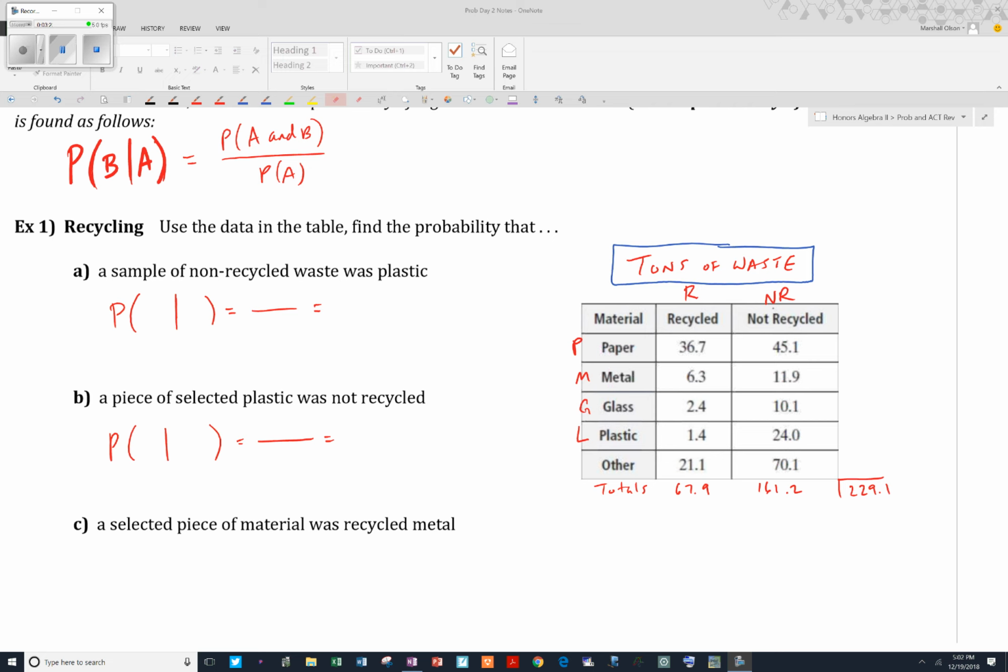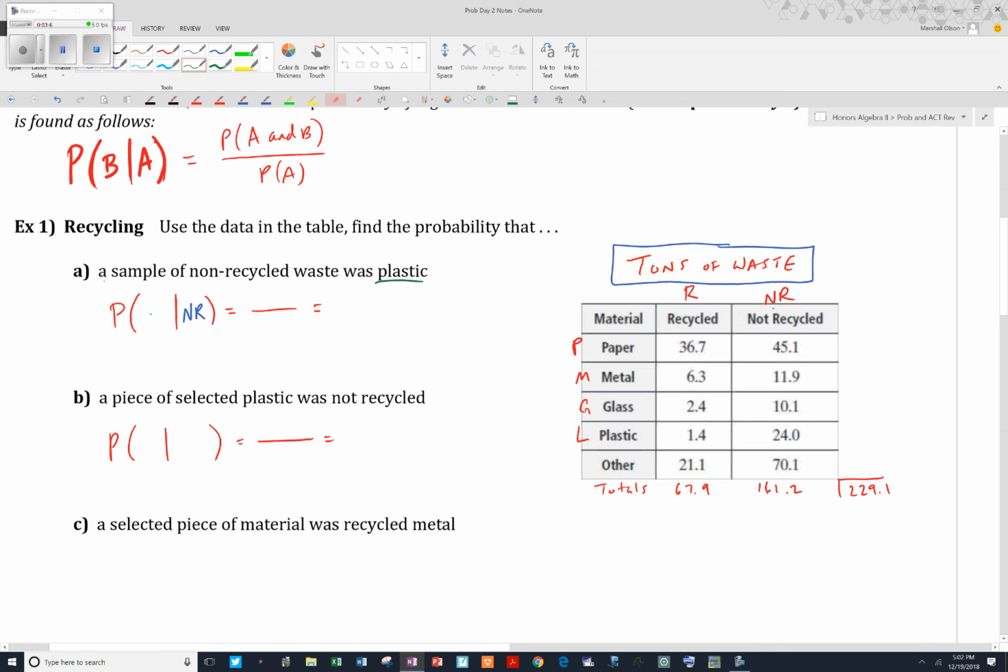So our first probability that we're going to find is the probability that a sample of non-recycled waste was plastic. So what we're given is that it's a sample of non-recycled waste. That's what we're given. So non-recycled, I'm using NR to notate that. And we want to find the probability that that was a piece of plastic. So I'm going to, what do I use for plastic over there? L. So that's what we're looking for, the probability that's plastic, given that you know it's a non-recycled piece of material.